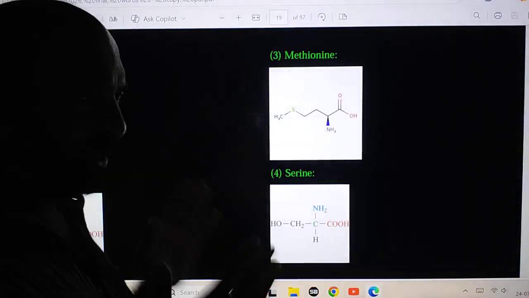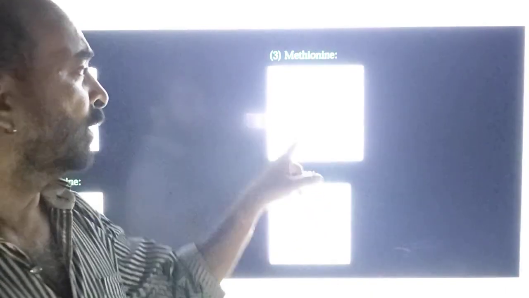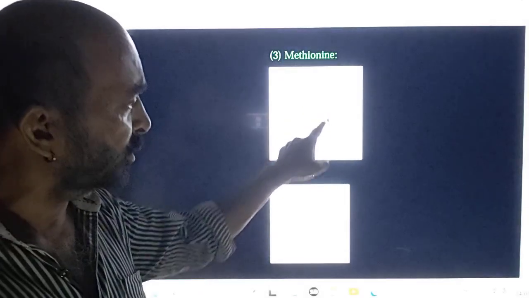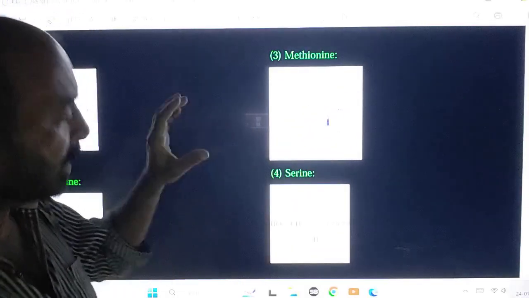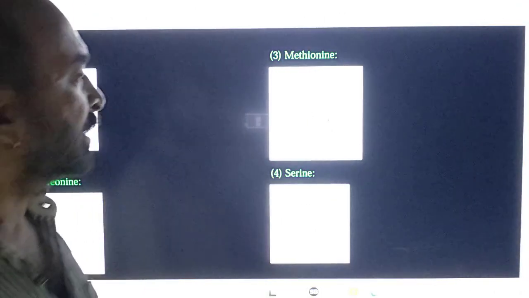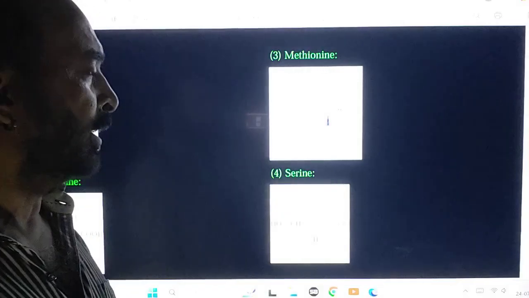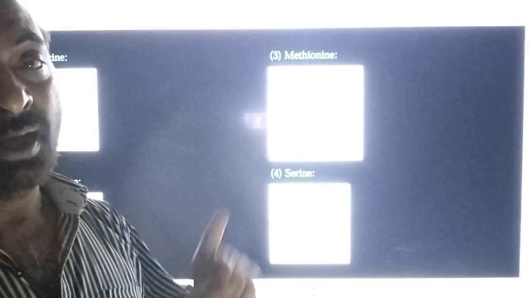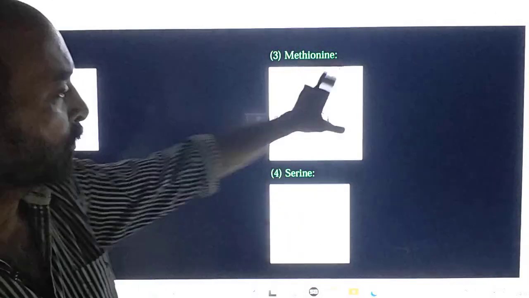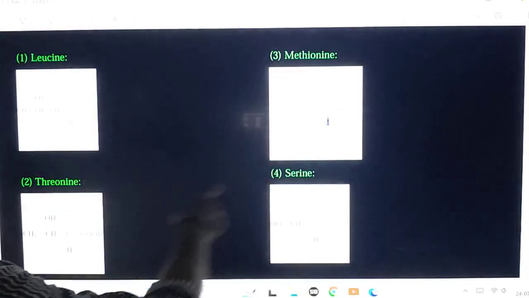When amino acids are generally represented as R-CH(NH2)-COOH, the R group in this particular case of methionine is ethyl methyl thioether, where the thioether part is attached to the amino acid part. This is the molecule. So methionine is the answer.